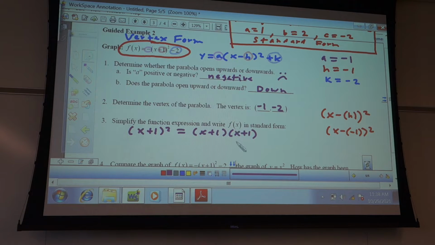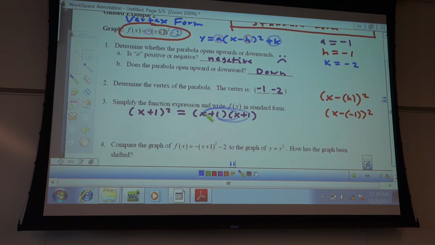Okay, so the FOIL method is you take the first one. Here's my first one, x, right? I'm going to take x, I'm going to multiply by each of these two ones in the other thing I'm multiplying by. I'm going to take the 1, I'm going to multiply it by each of the ones on the other side. They call it firsts, outers, inners, and lasts, but it doesn't matter. You just take each one from the first group and multiply by each of the parts of the second group, and vice versa.